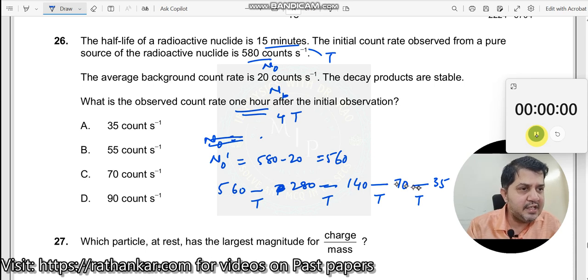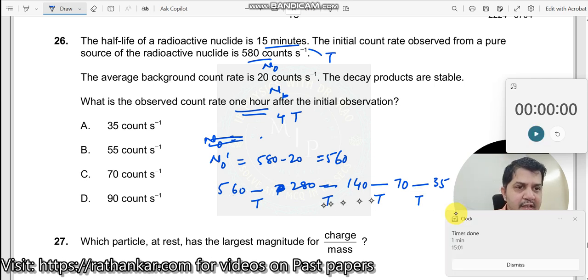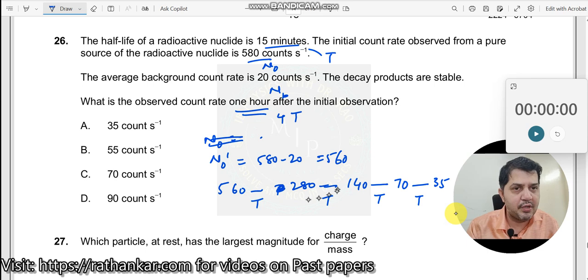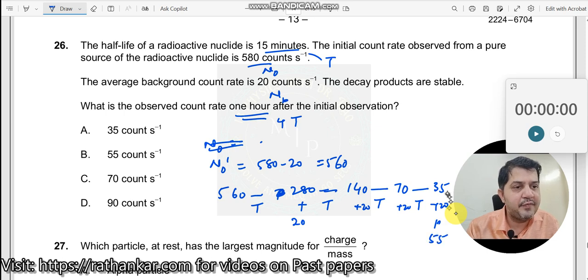Now, in each of these calculations you observe there is definitely a background count which is already there. If you ask me what the total count rate is, after the first half-life I am going to add plus 20 over here. So I am going to add it in everything like this over here. So after 4 half-lives, what is the count now? This should be 55, 35 plus 20. Thus, the correct answer is B over here.